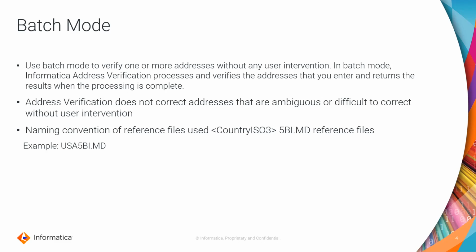The batch mode, however, cannot correct addresses that are ambiguous or difficult to correct without human intervention. The batch mode uses a file set which has the naming convention of country ISO 3 followed by the numerical 5 and then bi.md. For example, the US batch interactive file name is USA5 bi.md.